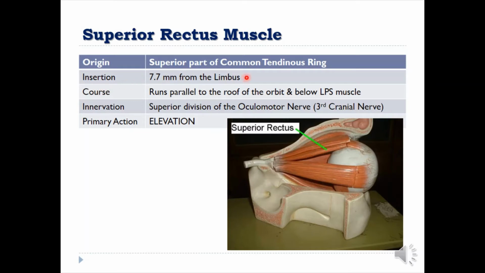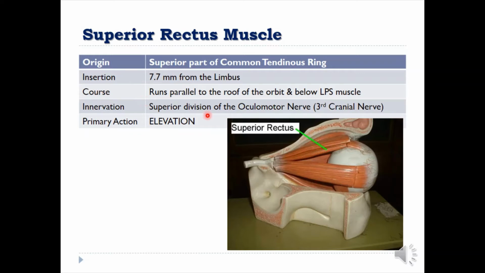Insertion: we all know that all these muscles insert onto the limbus, except the LPS, 7.7 millimeter from the limbus. For example, the limbus is not very clearly visible here, but imagine if this is the limbus position, 7.7 millimeter from the limbus. So remember, it is easy to remember that.